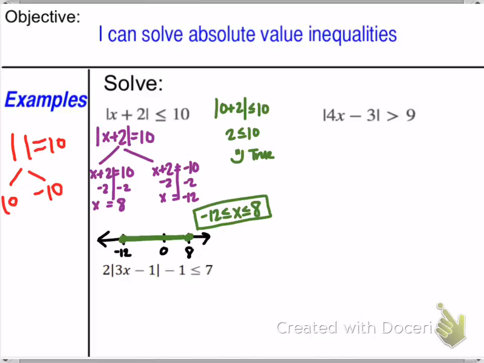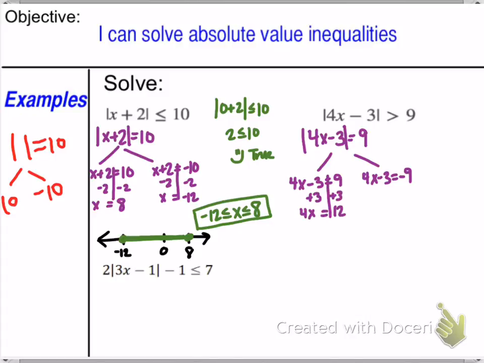Okay, let's start with this next one. So start by plugging in an equal sign instead of that greater than. The absolute value of 4x minus 3 equals 9, and then we split that up into 2 equations. 4x minus 3 equals 9, and 4x minus 3 equals negative 9. We're going to solve both of those. Okay, we solve both of those by adding 3.